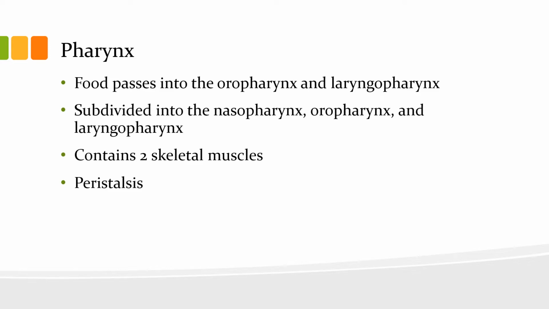The walls of the pharynx contain two skeletal muscle layers. The cells of the outer layer run longitudinally. Those of the inner layer, the constrictor muscles, run around the wall in a circular fashion. And then alternating contractions of these two muscle layers propel food through the pharynx inferiorly into the esophagus. And we'll talk more about this later, but this propelling mechanism is called peristalsis.